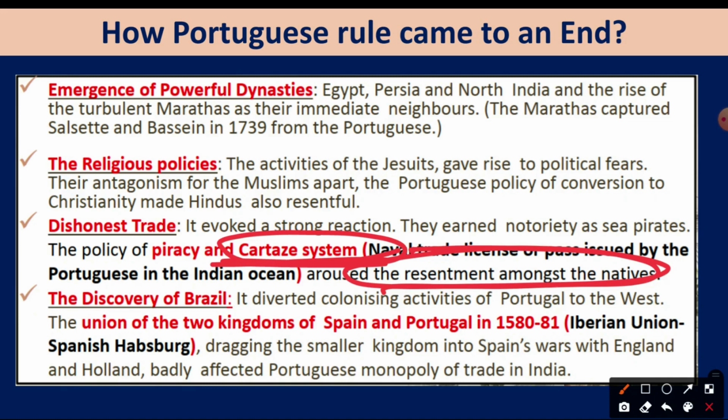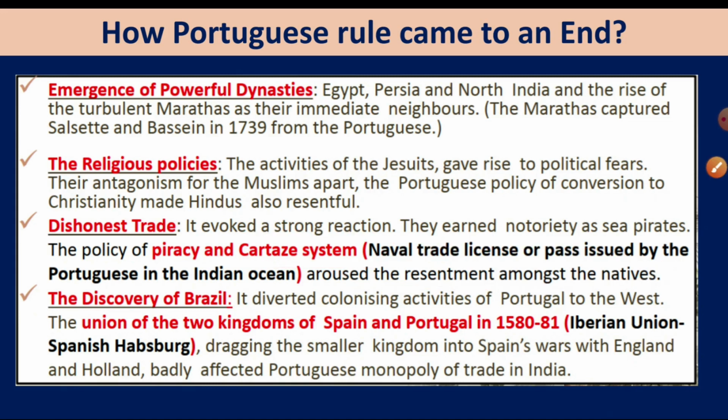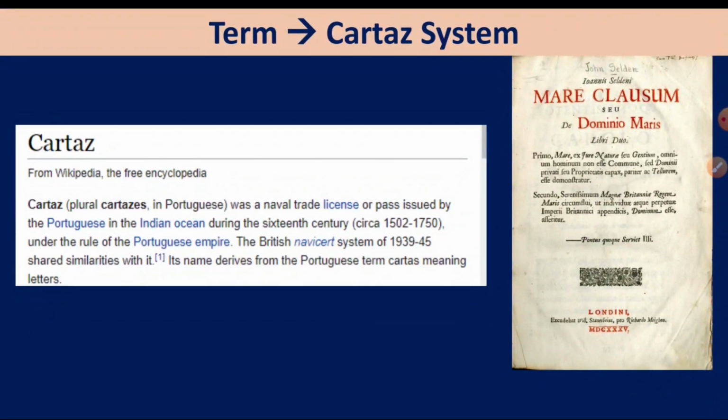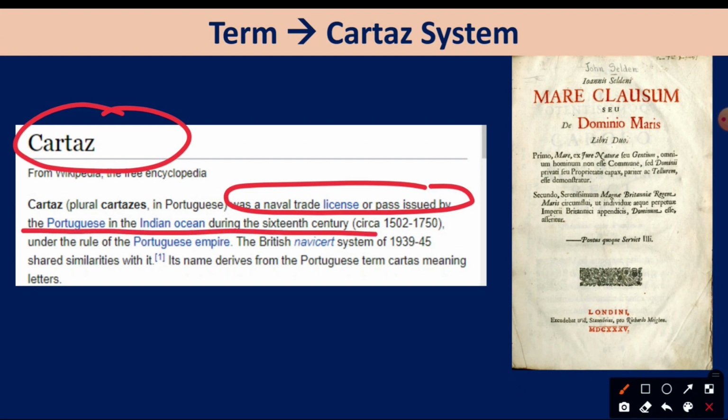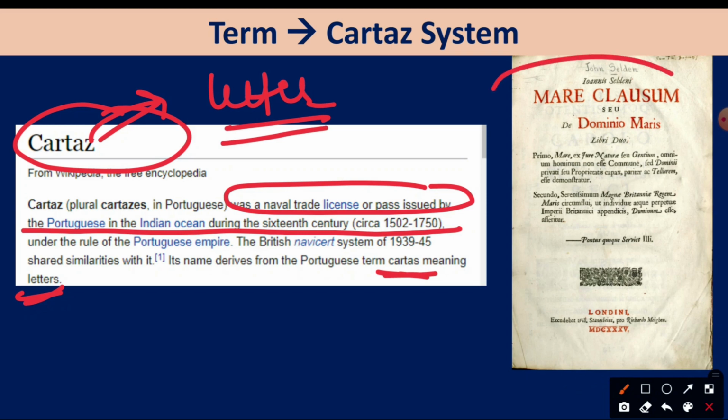Then the discovery of Brazil, we have seen. And also after some time, Spain and Portugal became one kingdom for a while, and that also reduced the motivation to work hard. Now the cartaz system was a naval trade license or pass issued by the Portuguese in the Indian Ocean in the 16th century. Cartaz is a Portuguese term that means letter. So these kinds of letters were issued and people had to give money to the Portuguese to be allowed to pass.